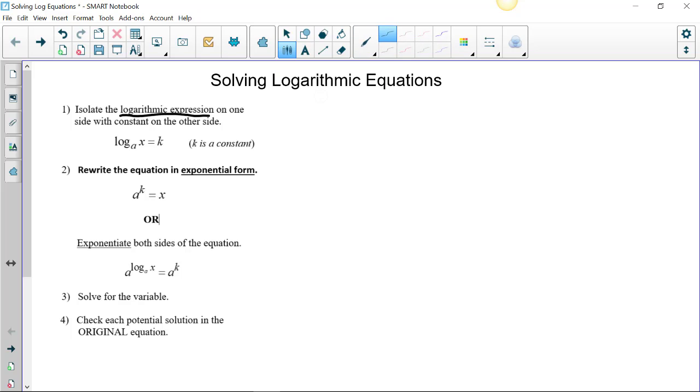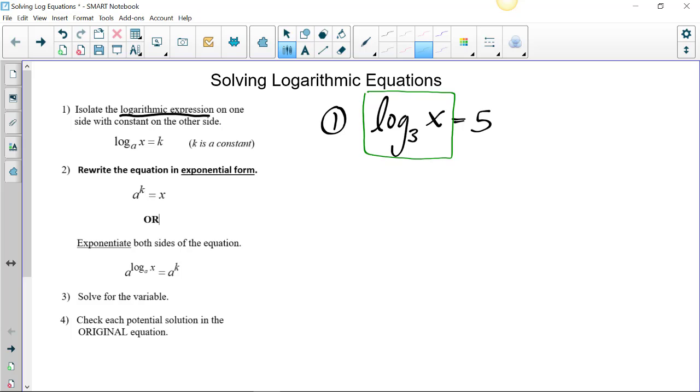And then the most popular way of solving is to rewrite the equation in exponential form and go from there. So let's look at a couple basic examples here. If I want to solve the equation log base 3 of x equals 5, I can see that my logarithm is isolated on one side. On the other side, I have a number. Perfect. Step 1 is done.